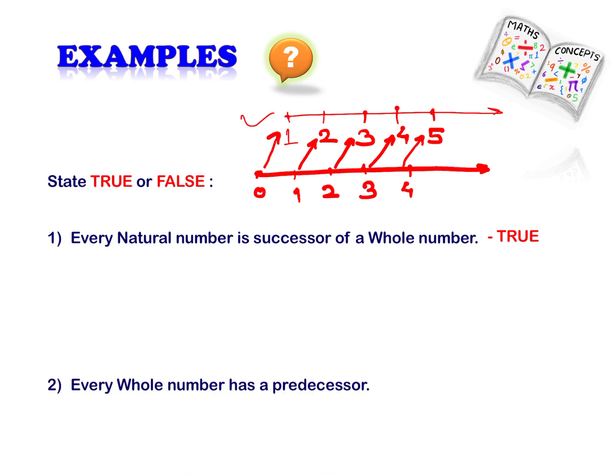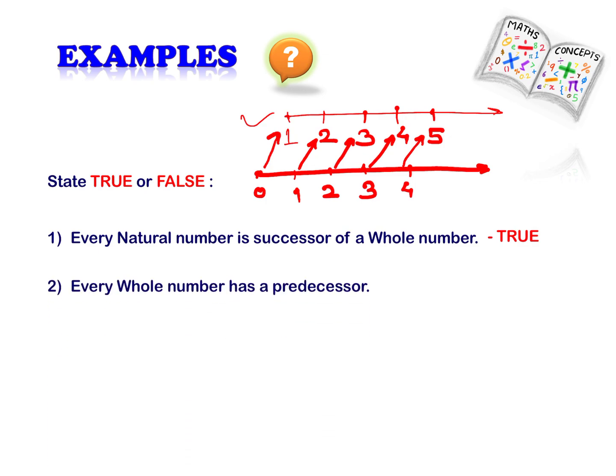Okay, next one is every whole number has a predecessor. Is this true or false? It is false. Why? Because just now we saw that 0 does not have a predecessor. 0 is there in the whole numbers, but 0 does not have any predecessor. There is no number before 0 in whole numbers. That's why every whole number does not have a predecessor. It is a false statement. Every whole number has a predecessor is a false statement.